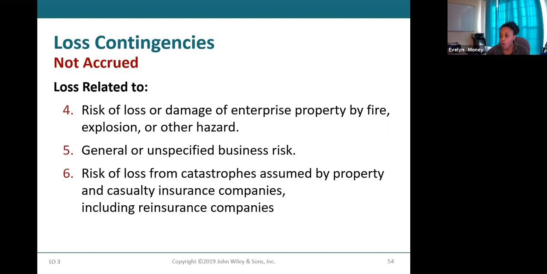And then there is the general or unspecified business risk. You probably saw this risk being detailed in your project from Intermediate 1 when you looked at that 10K, and they talked about the different risks that exist within a particular type of industry. The point is, we don't accrue for that. We don't do any type of journal entry, no estimated liability for general business risk.